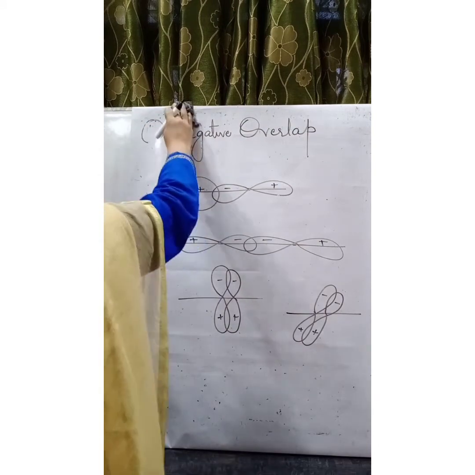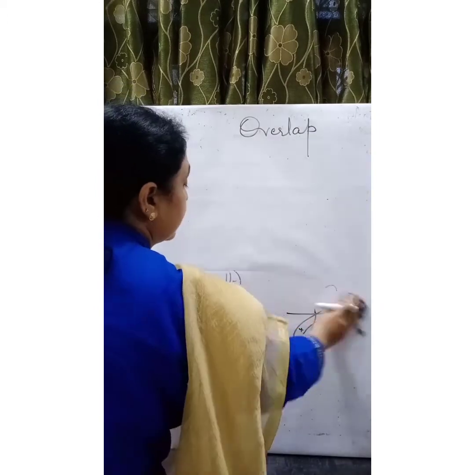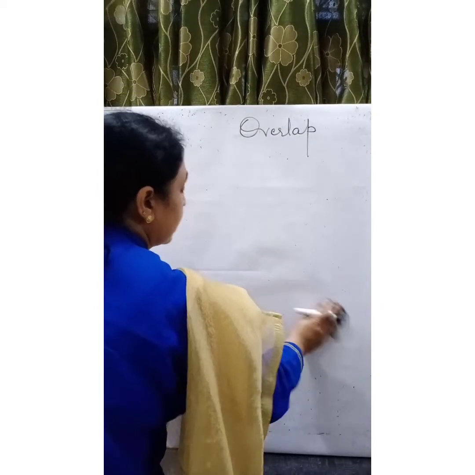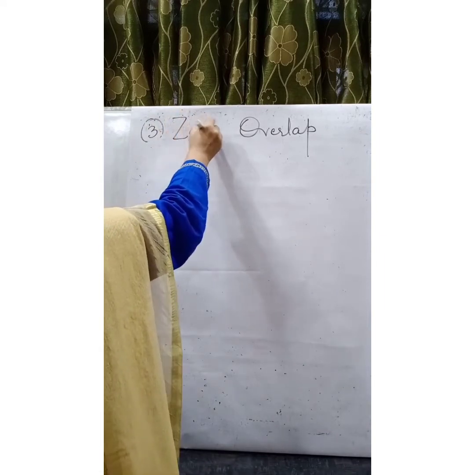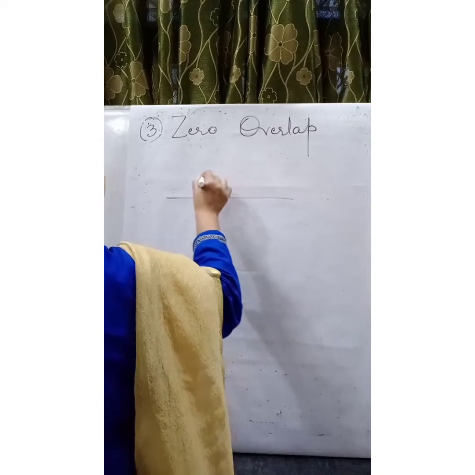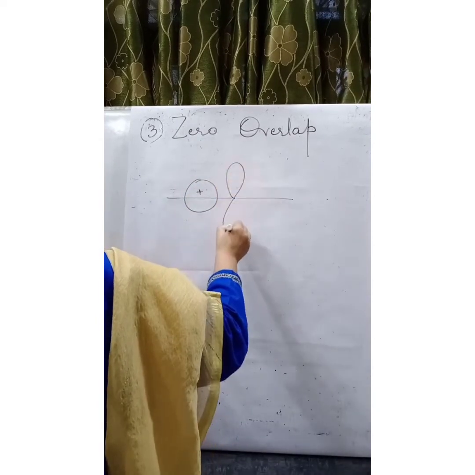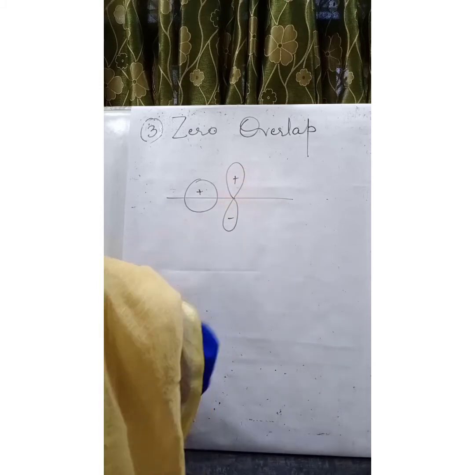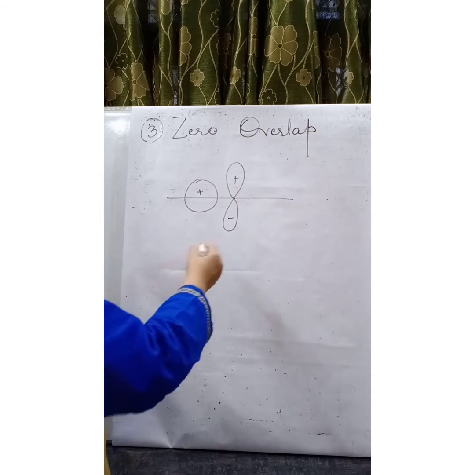The third type of overlap, which does not result in any bond formation, is zero overlap. Zero overlap means that no overlapping is taking place. For example, we have one s orbital and there is a p orbital like this. They don't overlap each other. This is an example of zero overlap.